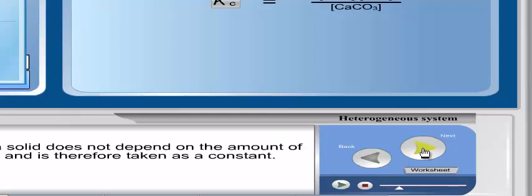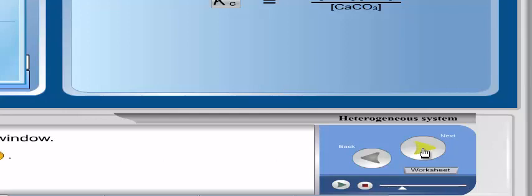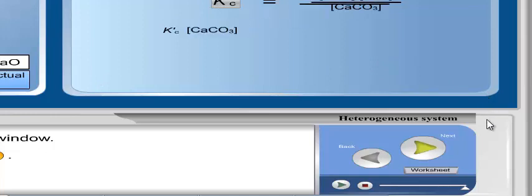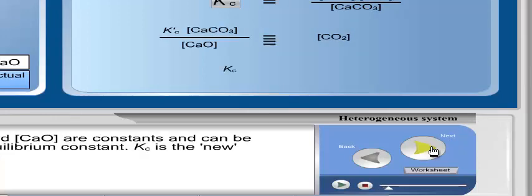Answer: the concentration of a solid does not depend on the amount of the substance present and is therefore taken as a constant. Click the Close button to close the window. Now, click the Rearrange button. The terms concentration of CaCO3 and concentration of CaO are constants and can be combined with the equilibrium constant. Kc is the new equilibrium constant.